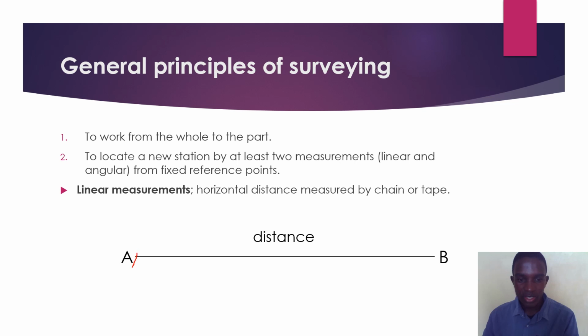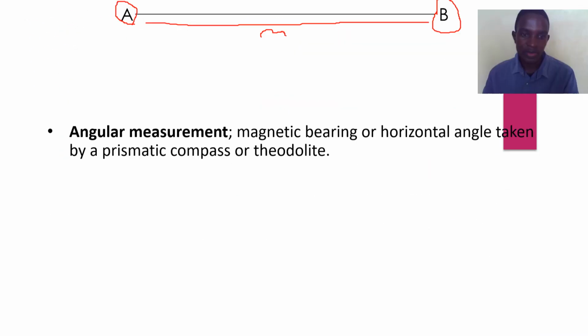This point A can be an object, point B can be another object. So the distance in between can be measured using a chain, and that distance, which can be in meters, centimeters, or feet, is the linear measurement.